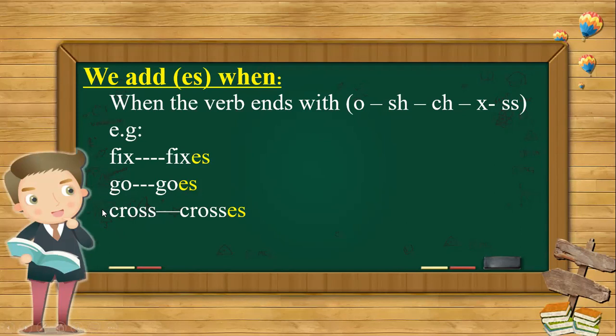With I, we, you, and they, it will become cross. I cross, we cross, you cross, they cross. But with he, she, and it, let me think, what will I put? S or ES? Excellent. Cross has double S at the end, so when it has double S at the end, it is a friend of ES. So with he, she, and it, it will be crosses.